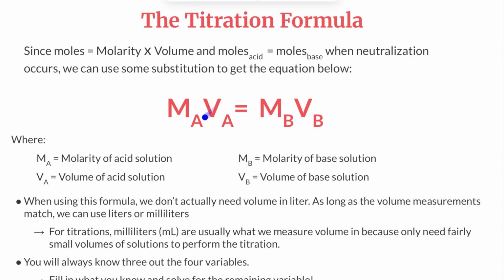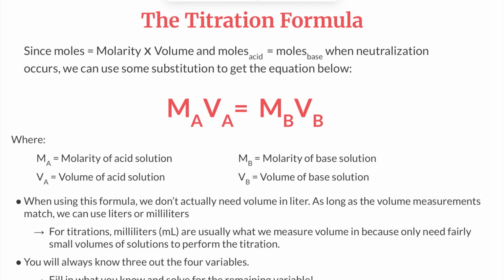And the titration formula is that the concentration of the acid times the volume of acid used is going to equal the concentration, or the molarity, of the base times the volume of base used. And so we've got two molarities, two volumes. And so we use A for acid and B for base to make sure that we are plugging those things in where we need.